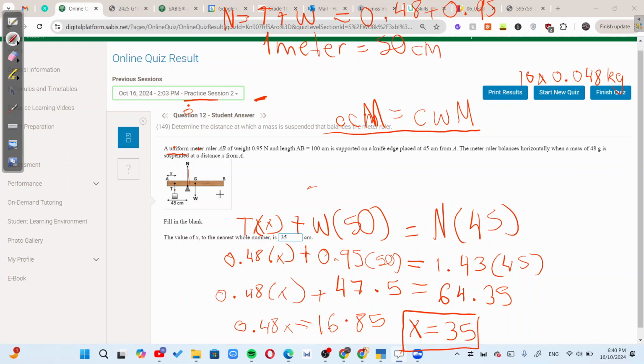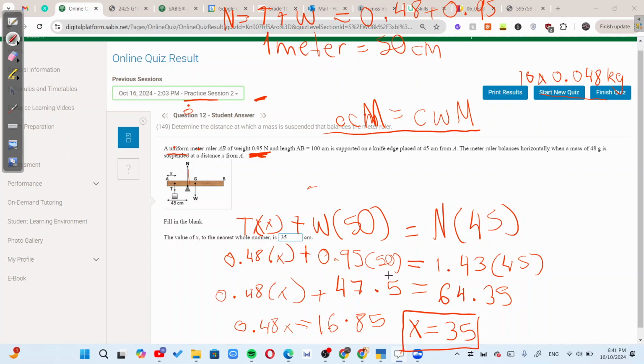So then we substitute. T is 0.48. We know this because we need to calculate it. They told us its mass. You make its mass in kilograms, multiply it by 10. There you have its weight, which is 0.45. This, they gave it to us directly. You don't multiply it by anything.